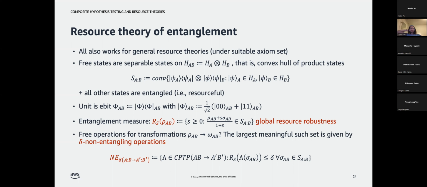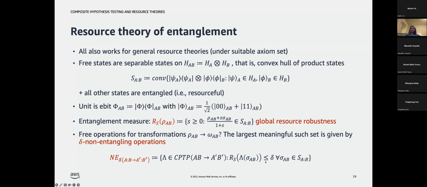But since we're going to be interested in the reversibility, or the potential reversibility, of the resource theory, it makes sense to look at, in some sense, the largest possible set of operations. And these are the so-called delta non-entangling operations. So this just means you allow any quantum channel, any completely positive trace-preserving map from some bipartite input space AB to bipartite output space A'B', such that if you apply this map, you only create negligible amounts of entanglement. Okay? You do potentially create a bit, delta.